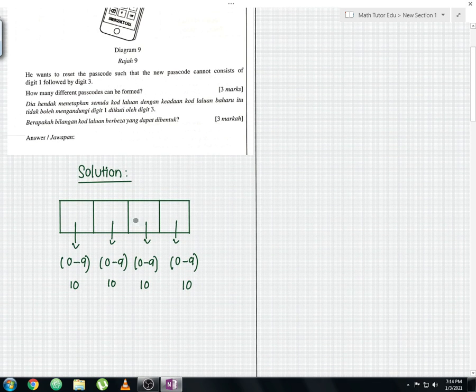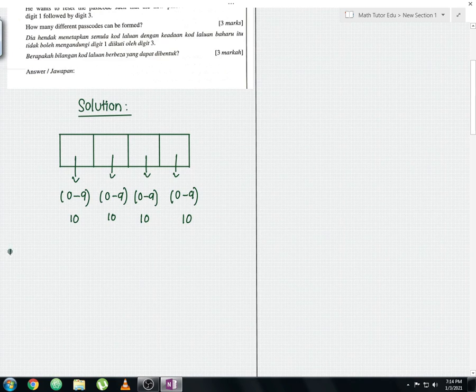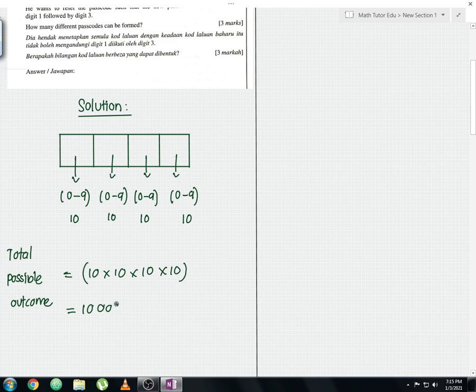The total possible permutation without considering the condition where 1 and 3 cannot be side by side. So the total possible outcome will be equal to 10 times 10 times 10 times 10. You calculate this, you should get a total of 10,000. You should get 10,000 arrangements of these passcode numbers where you can set from 0 to 9.